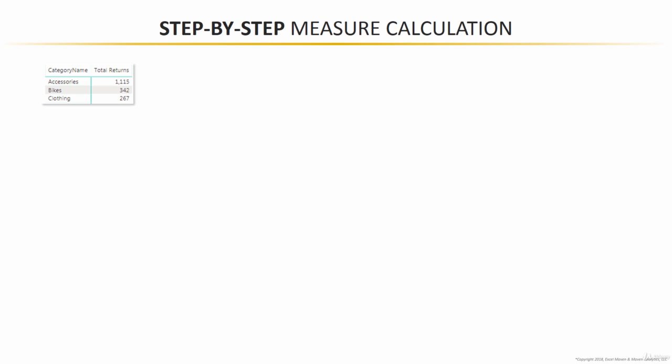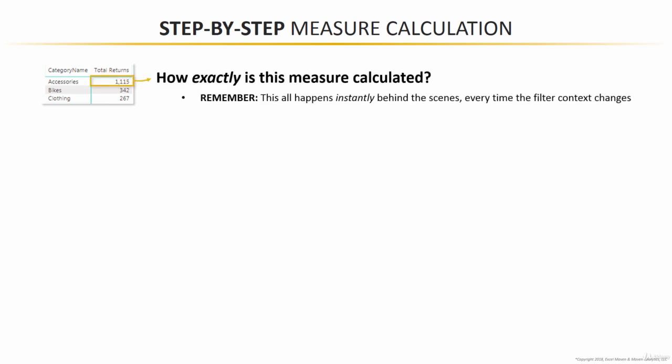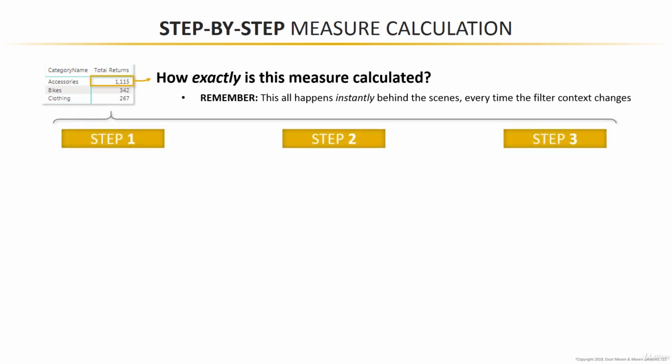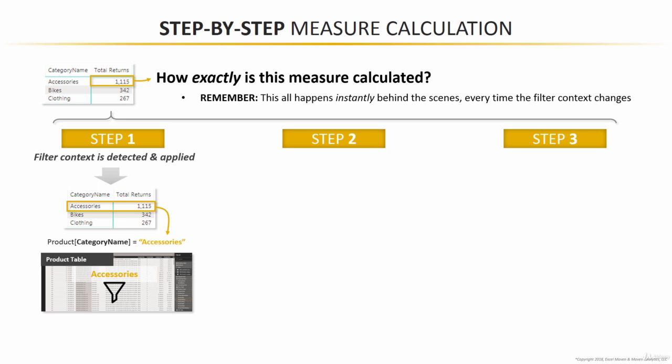In this case, we're evaluating a total returns measure based on category names. And what we want to figure out is how this particular cell, this accessories returns number of 1,115, is calculated. So what I'm about to show you all happens behind the scenes, and it happens instantly every time the filter context changes. So I like to think of it as a three-step process, where step one is when the filter context is detected and applied.